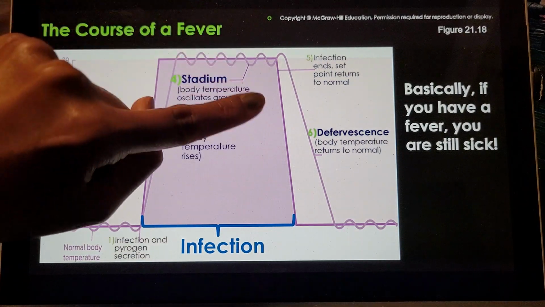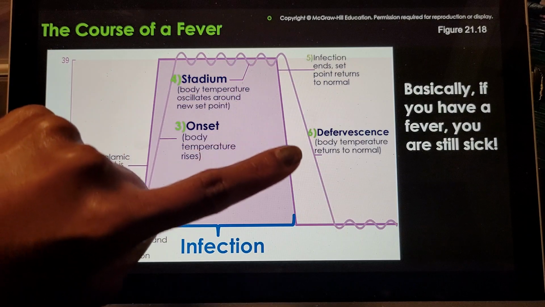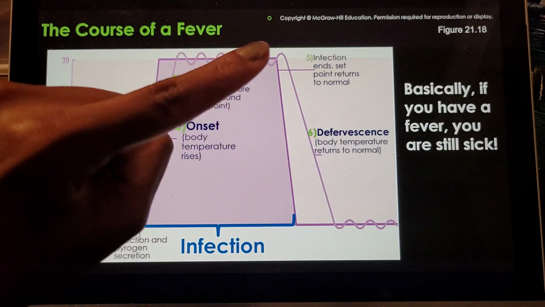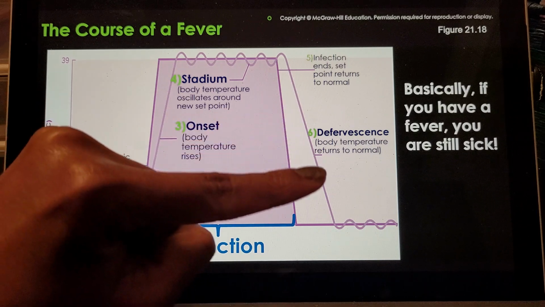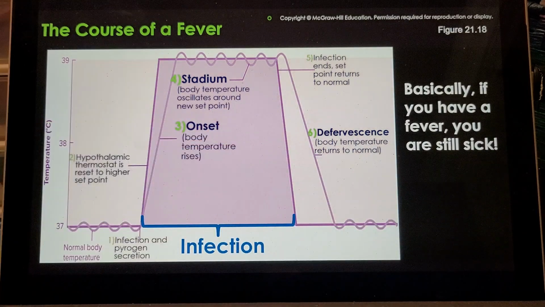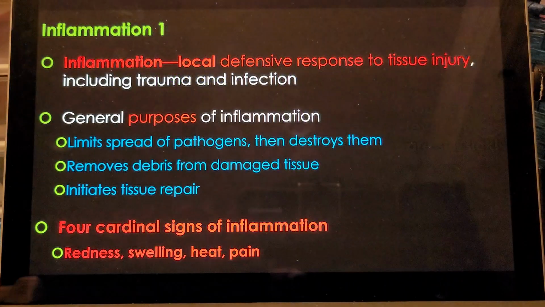And then eventually our infection goes away. We fought off the pathogen, but you'll still have a fever until defervescence, so returning back down to a normal body temperature. So basically, if you still have a fever, you're still sick. That's why right now we're doing the fever checks, because if you have a fever, you're sick. That doesn't end until we're clear of the foreign pathogens, and then we can go back to a normal body temperature.